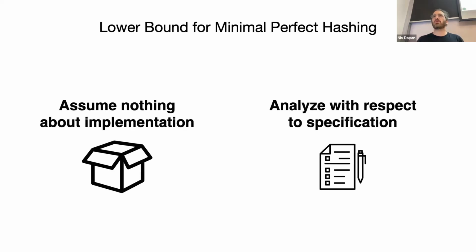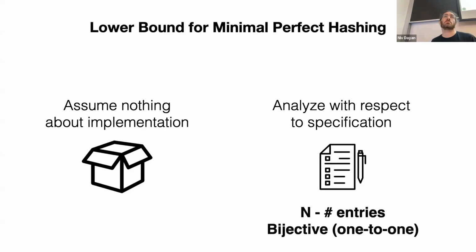And as before, as we did for filters, we're going to analyze this assuming nothing about the implementation of our algorithm. We're only going to analyze it with respect to the specification of the algorithm. And what is the specification? We have n entries, and the minimal perfect hash function establishes a bijection. These are the two things we know about the algorithm.